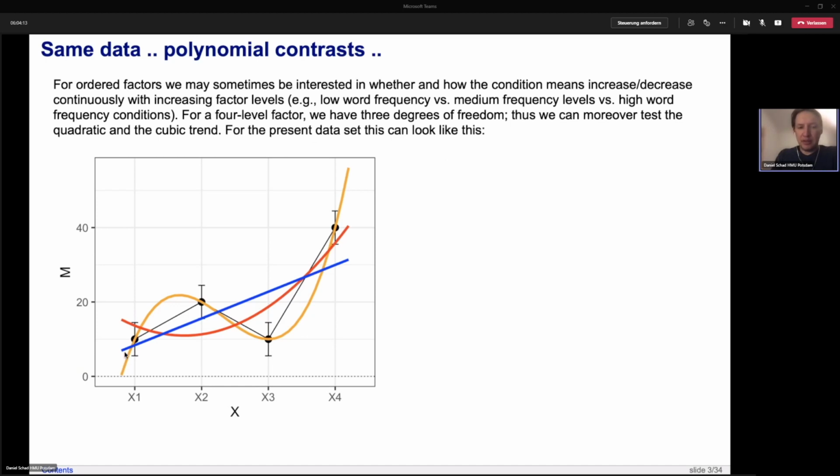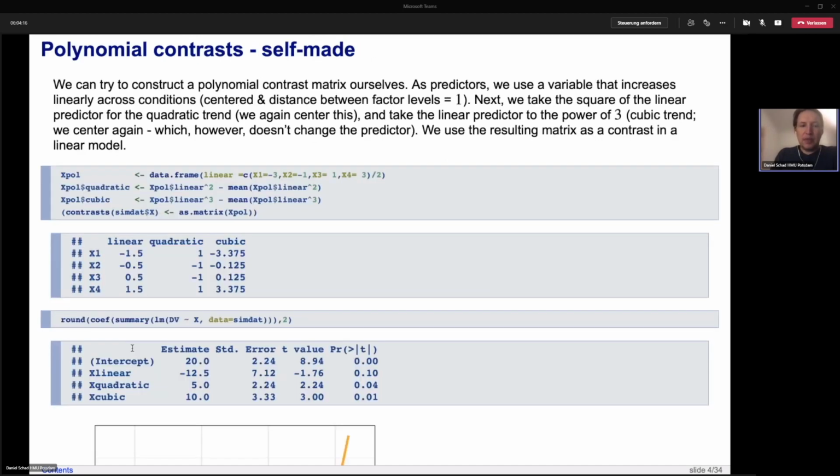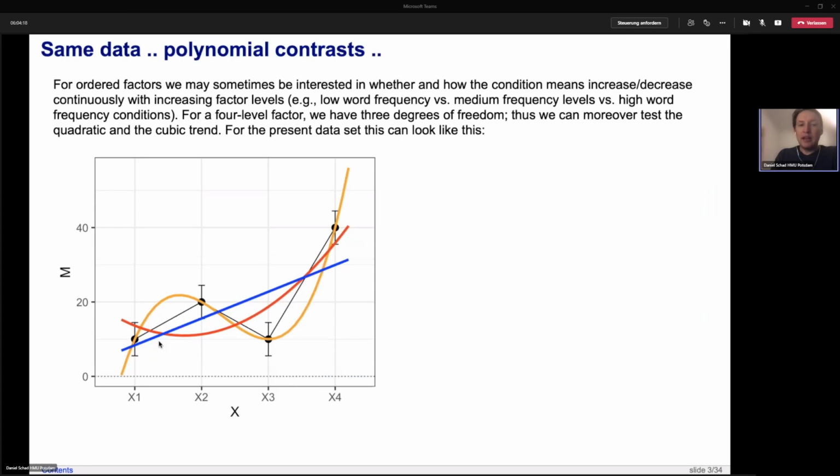For example, we can test whether there's a linear increase, this blue line, across all factor levels. So the difference between x1 and x2 would be the same: the assumption is that x2 minus x1 is the same as x3 minus x2, which is the same as x4 minus x3, so that there's a linear increase. This can be tremendously helpful in situations where the experiment does not provide enough power to test simple differences, or the repeated sliding difference contrast.